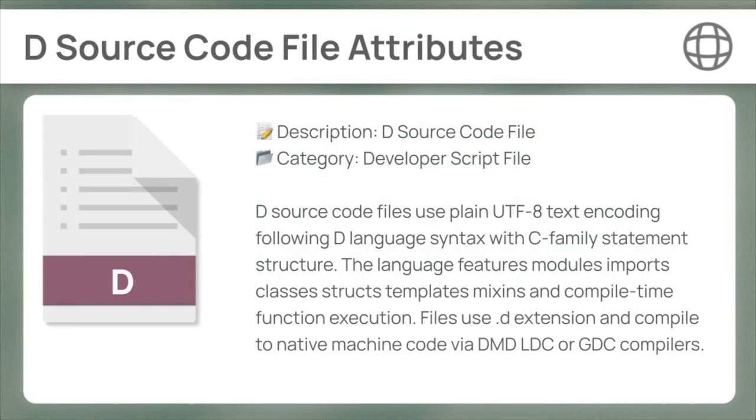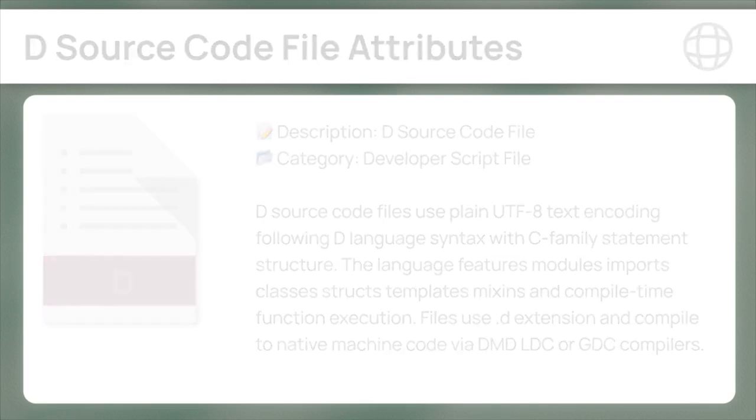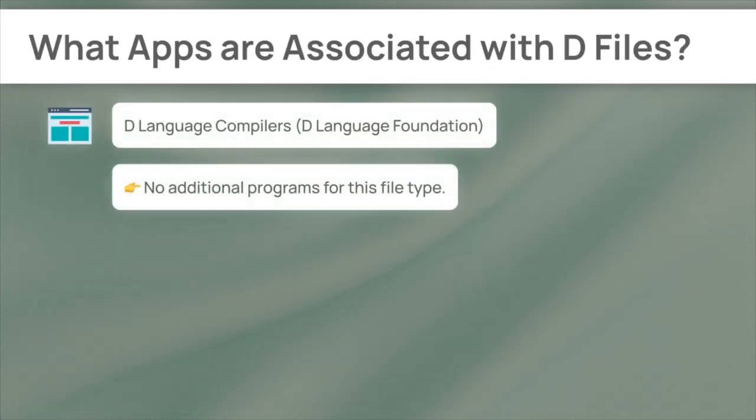The language features modules, imports, classes, structs, templates, mixins, and compile time function execution. Files use the .d extension and compile to native machine code via DMD, LDC, or GDC compilers. There's a direct software link between D and D language compilers by D Language Foundation.